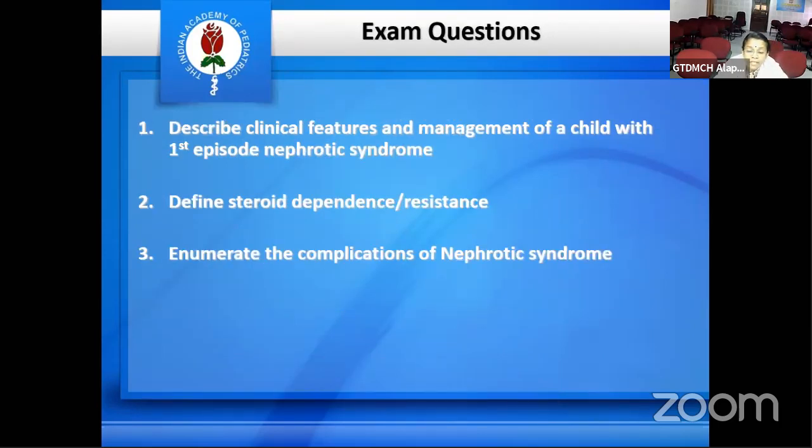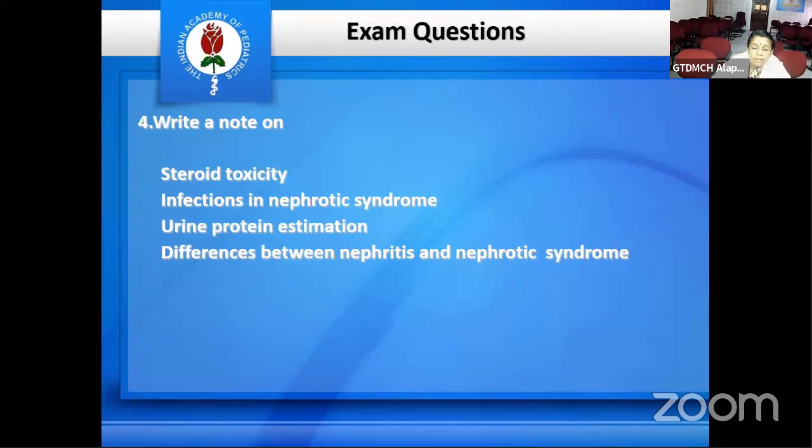So finally, I'll give some exam questions. You can see the questions. Describe clinical features and management of a child with first episode of nephrotic syndrome. Define steroid dependence and resistance. Enumerate the complications of nephrotic syndrome. Write short notes on steroid toxicity, infections in nephrotic syndrome, urine protein estimation, and differences between nephritis and nephrotic syndrome that you have to learn by yourself.